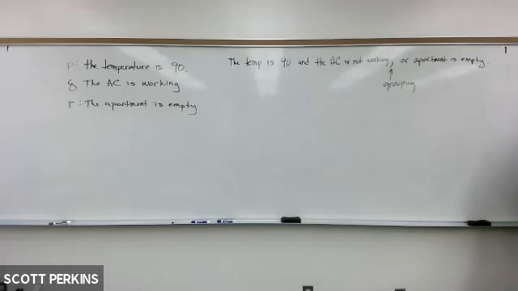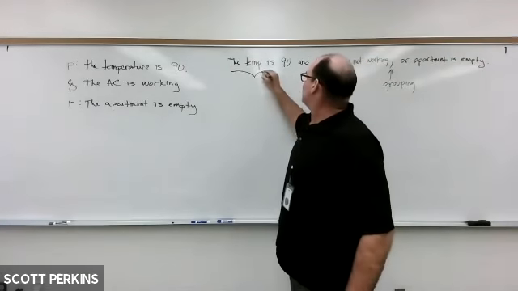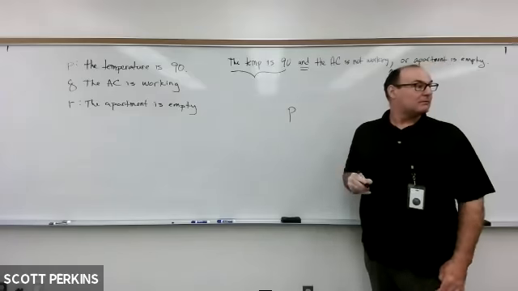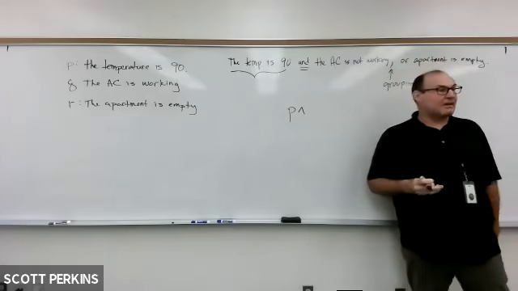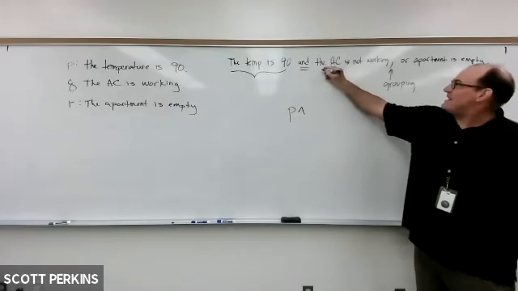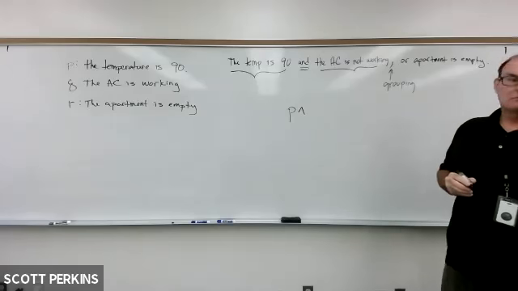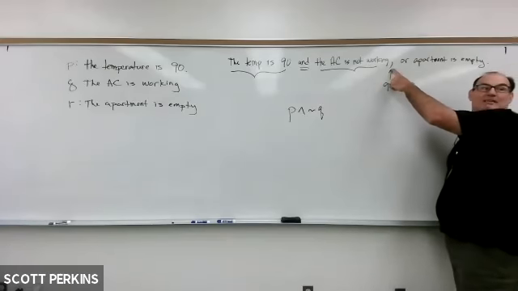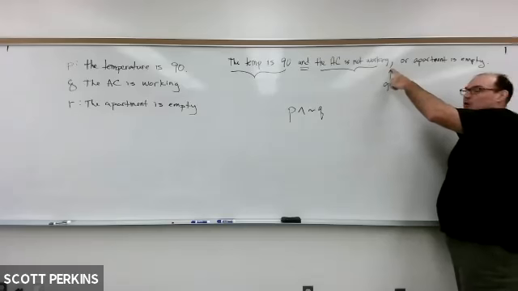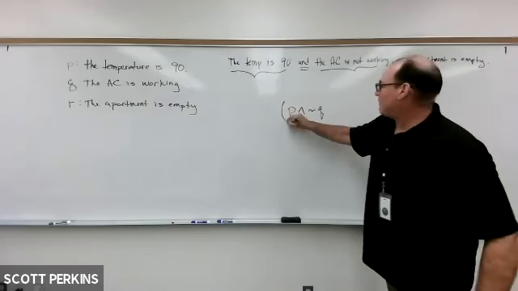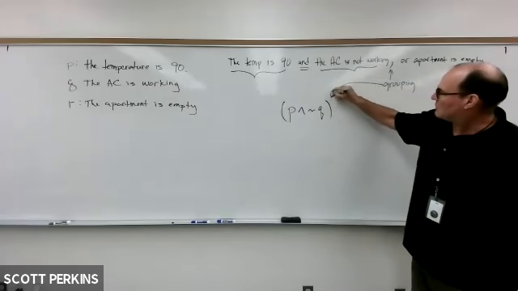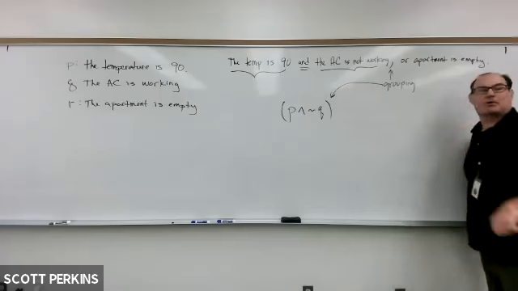So let's go through this bit by bit. And if you have a question, let me know. It starts out, the temperature is 90. What is that? P. And? Conjunction, the caret, yes. The AC is not working. Squiggly Q. Notice I haven't done anything yet until I see the comma. What does the comma tell me about those two statements? They're going to go together. They're on the same side of the comma. So I'm going to put parentheses around them because of the comma. I'm going to draw an arrow to those parentheses. This comma tells you to put those parentheses.